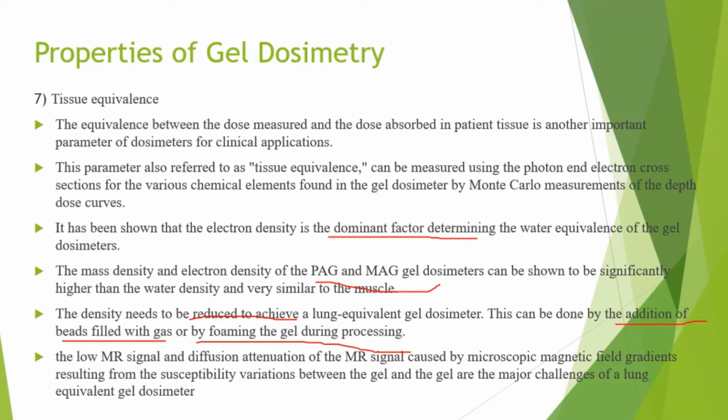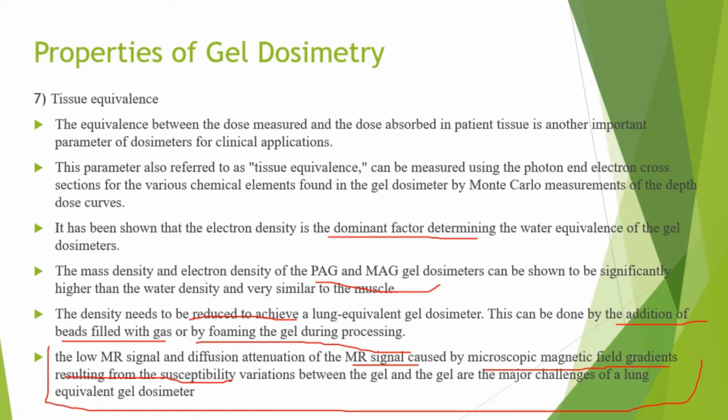The low MR signal and diffuse attenuation of the MR signal, caused by the microscopic magnetic gradient resulting from the susceptibility variation between the gel and the gas, are the major challenge of the lung equivalent gel. So this one is for MRI. This one, with the lower MR signal and the diffuse attenuation of the MR signal, can be caused by the microscopic magnetic field resulting from the susceptibility variation between the gel.